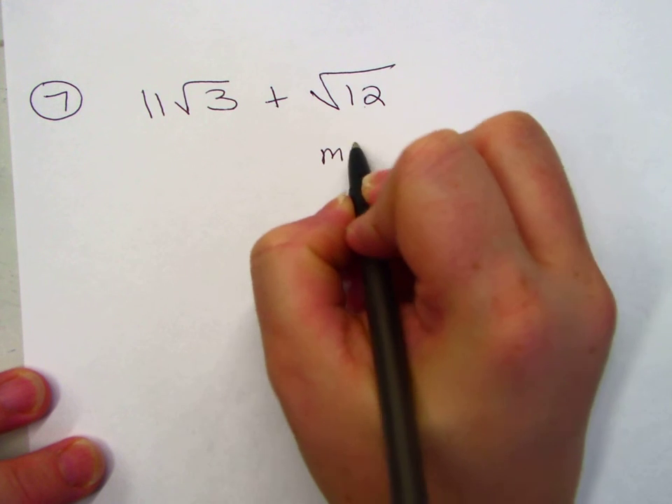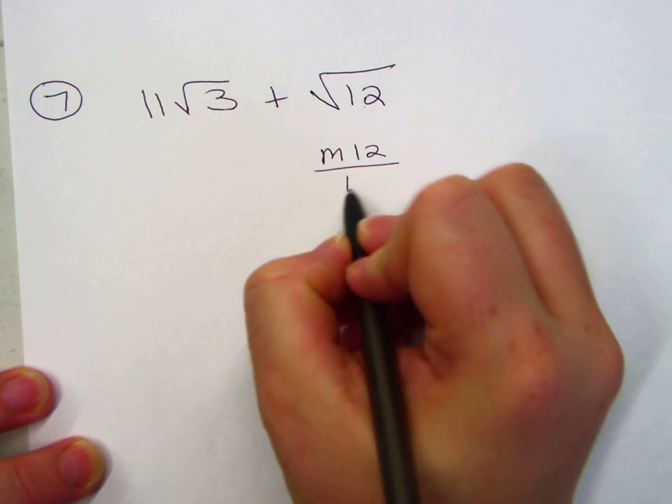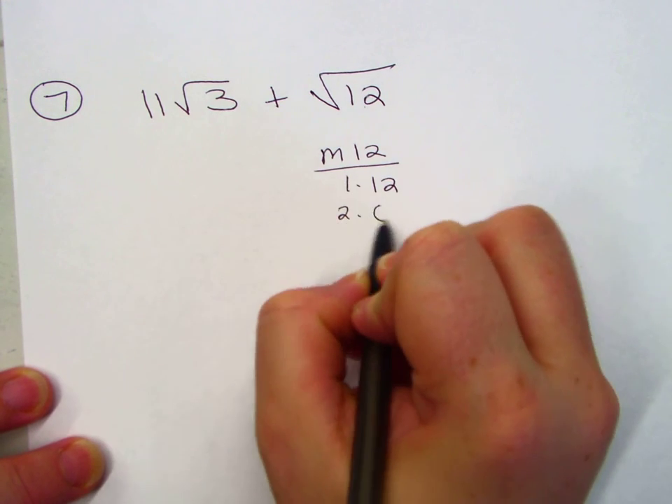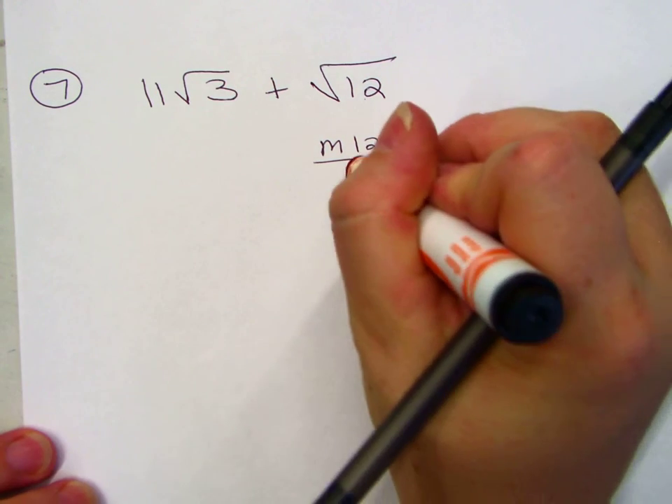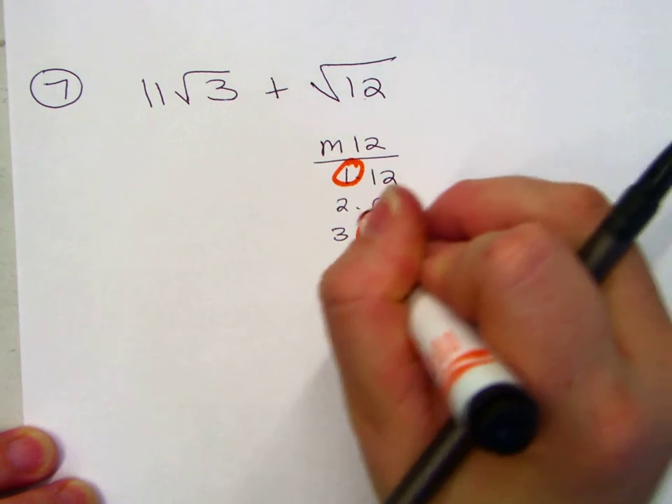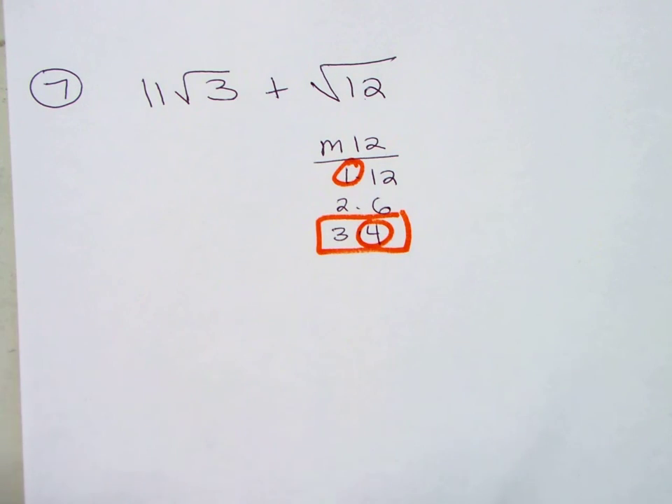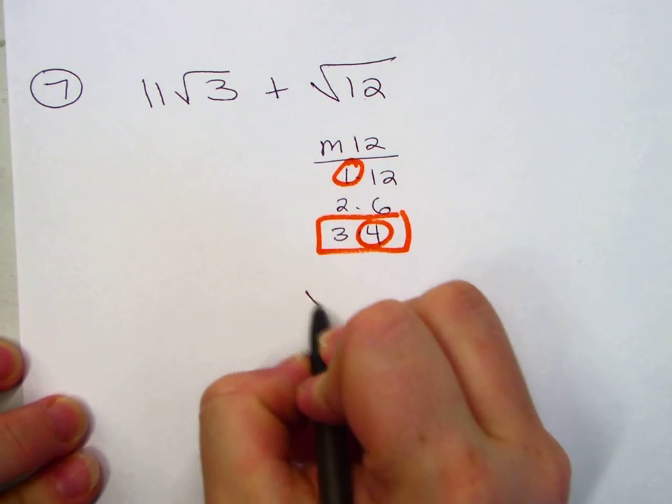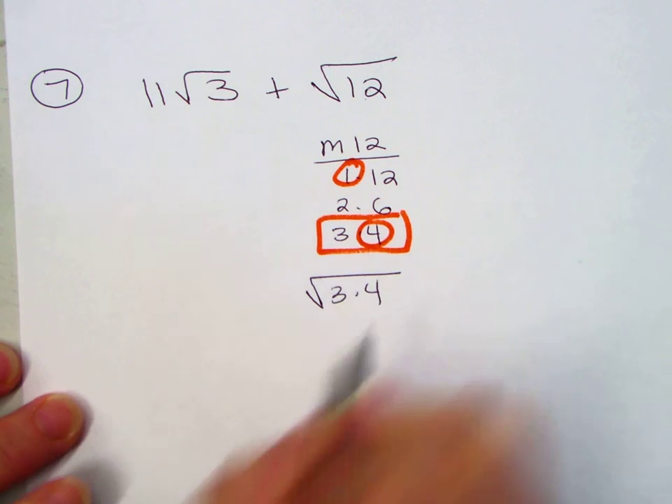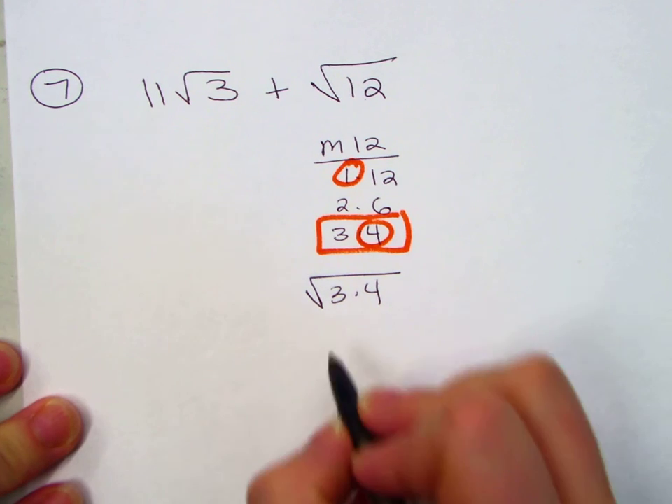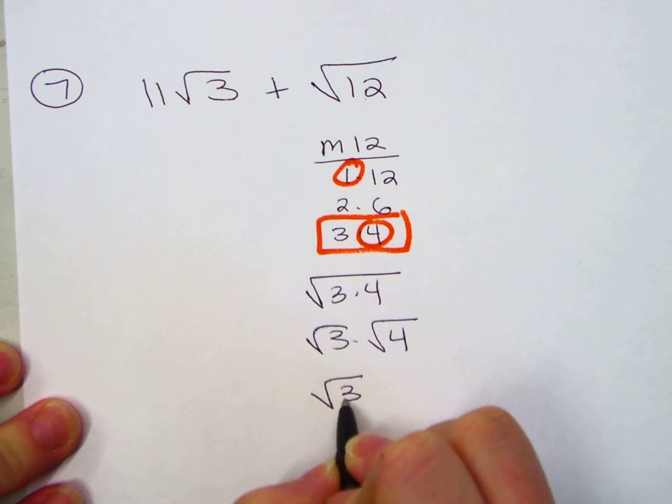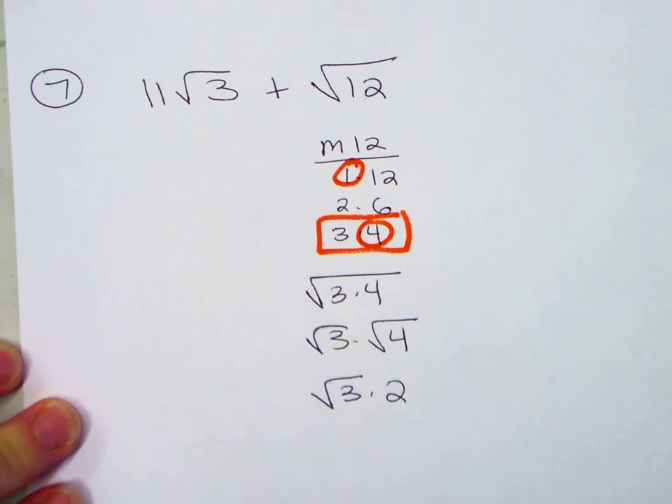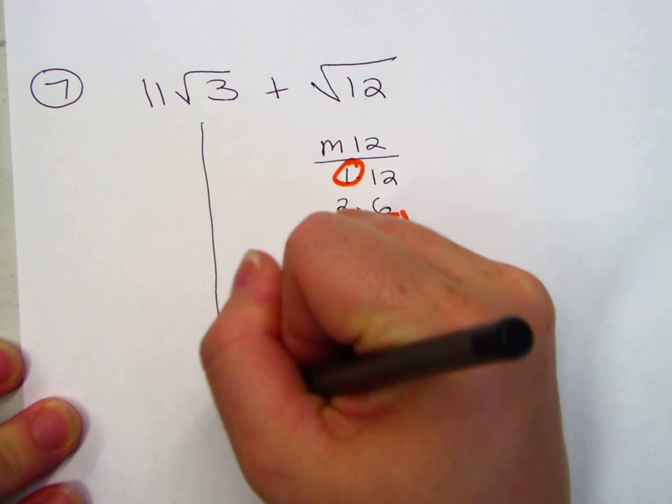What multiplies to 12? 1 times 12, 2 times 6, 3 times 4. I'm going to use the 3 and the 4. So remember, radical 12 is radical 3 times radical 4, radical 3 times 2, because the square root of 4 is 2. So 2 radical 3. Now I'm going to bring down what I had before.